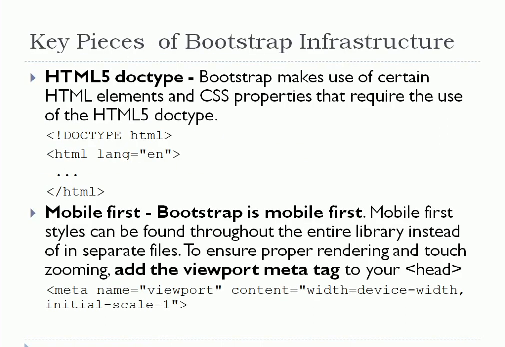Now let us see what are the key pieces of Bootstrap infrastructure. So the first one is that you should use HTML5. If you are using a lower version of HTML, then you may not get support from Bootstrap. Okay, so if you are using HTML5, definitely you'll get support for that, and for that you have to use this declaration. So this is the declaration, not an HTML tag, and it tells the version of HTML5. So exclamation mark, doctype, and html enclosed in angular brackets, it means you declared that you are using HTML5.